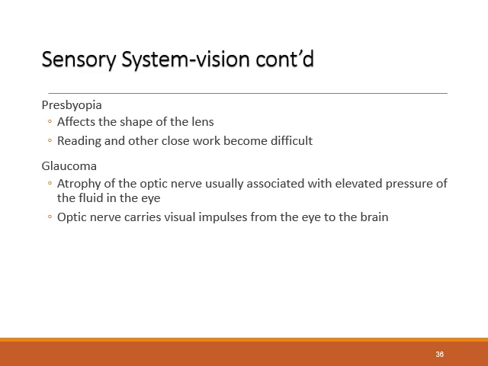Glaucoma is atrophy of the optic nerve, usually associated with elevated pressure of fluid in the eye. That little puff that they do when they do your eye check, that's checking for glaucoma. It's checking the pressure in the eye. The optic nerve carries visual impulses from the eye to the brain.